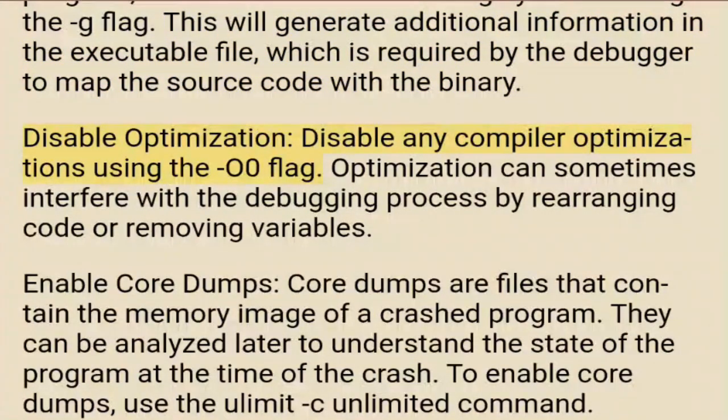Disable optimization. Disable any compiler optimizations using the -O0 flag. Optimization can sometimes interfere with the debugging process by rearranging code or removing variables. Enable core dumps. Core dumps are files that contain the memory image of a crashed program. They can be analyzed later to understand the state of the program at the time of the crash. To enable core dumps, use the ulimit -c unlimited command.